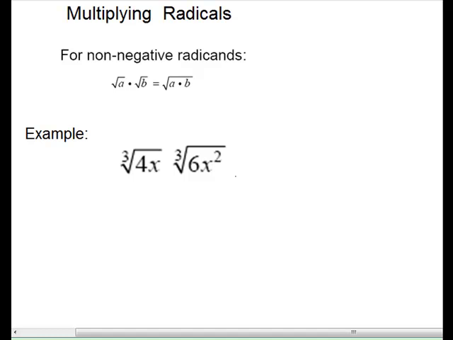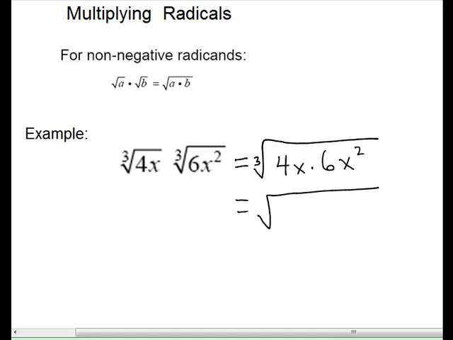Our rule is true for other roots as long as we have the same index on the radicals being multiplied and non-negative radicands. So we can multiply these, put them under one root symbol. It will still be a cube root. We have 4 and an x, and we have a 6 and an x squared. We will break those down. 4 is 2 times 2, and we have an x. 6 is 2 times 3, and x squared gives us 2 x's. And now let's look for cubes this time.